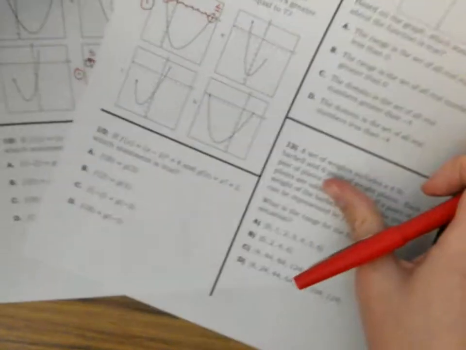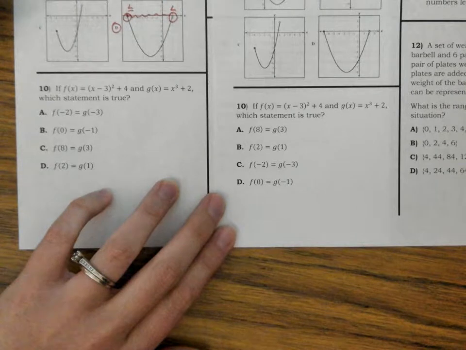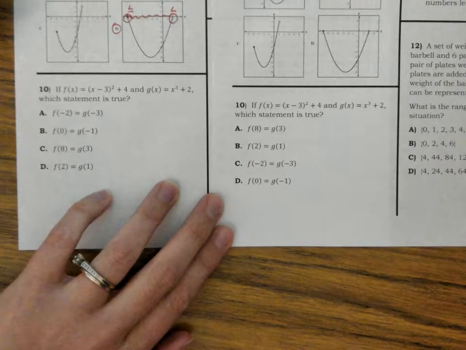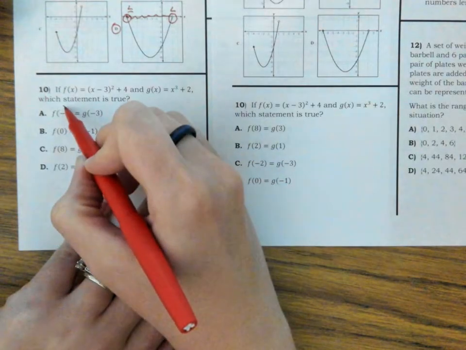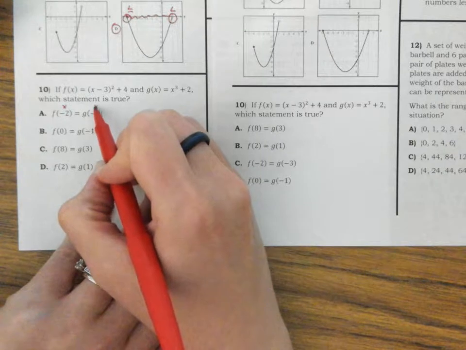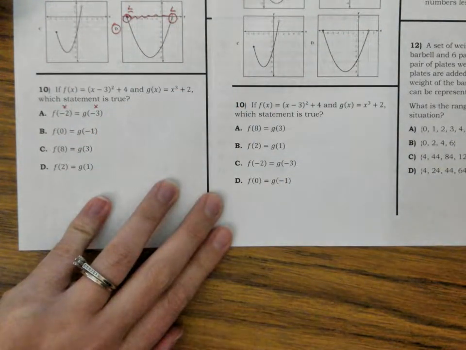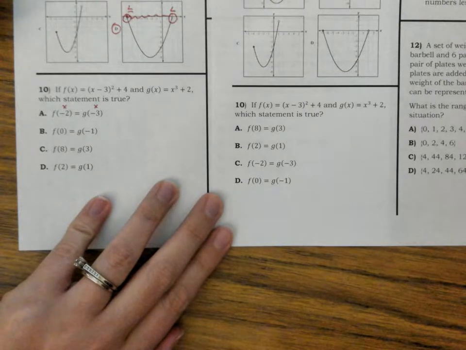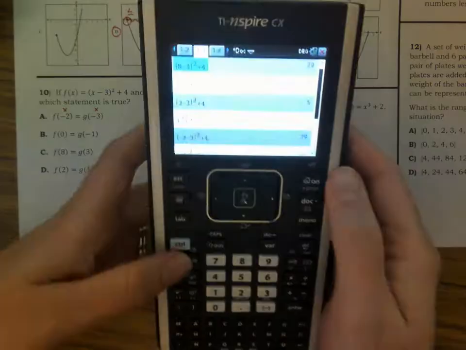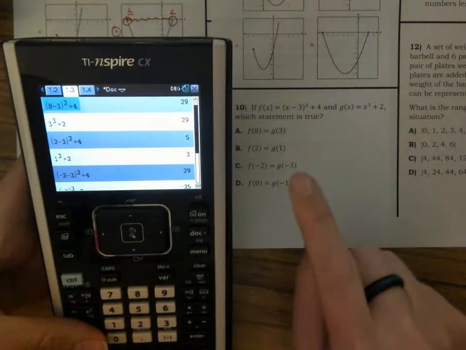All right, this number 10, probably a little bit tricky. We needed to use our calculator, and basically you're plugging these numbers in for x. This one goes for the f function, and this one goes for the g function. And I've actually typed these in. We'll see if it shows up. Okay, so I did this on version B.